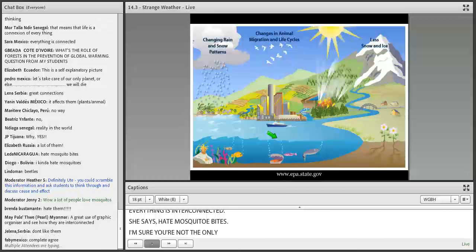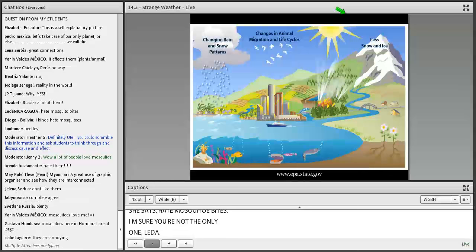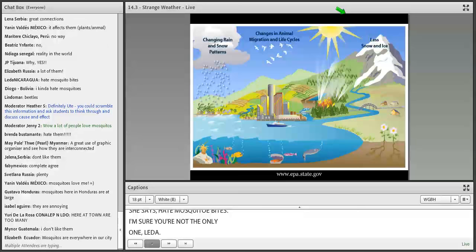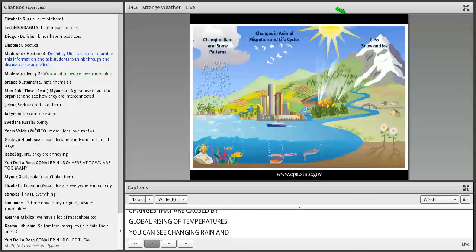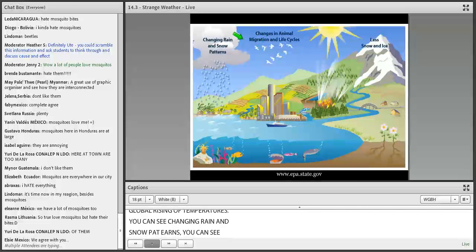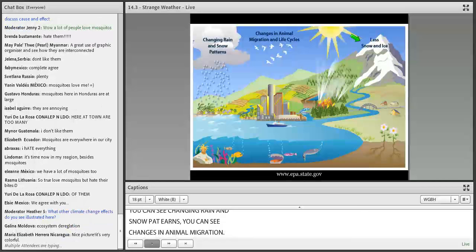This picture shows some of the changes that are caused by global rising of temperatures. You can see changing rain and snow patterns. You can see changes in animal migration. You can see less snow and ice. What else can you see in this picture? What's happening here?